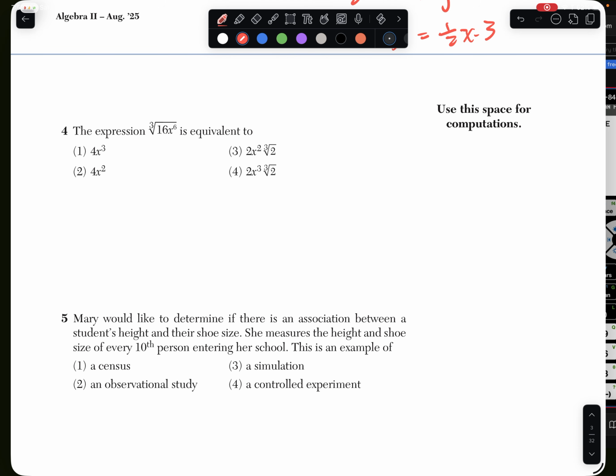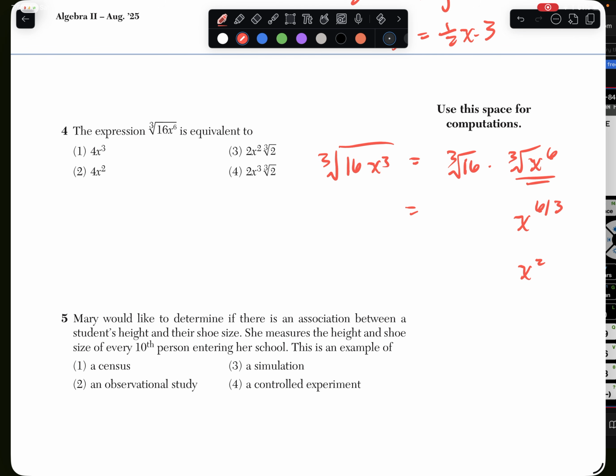Okay, the expression cube root of 16x to the power of 6 is equivalent to... So this, we can always break it up. This becomes cube root of 16 times the cube root of x to the power of 6. So if we look at the second one, this is the same thing as x to the power of 6 over 3, which is equal to x squared.